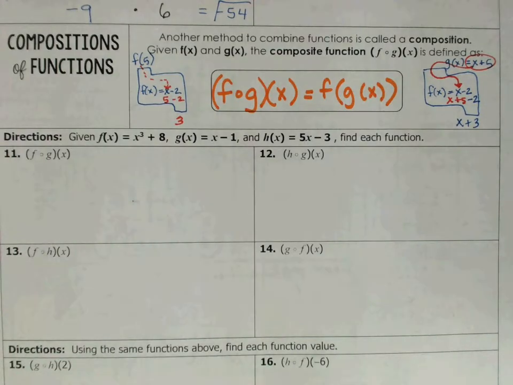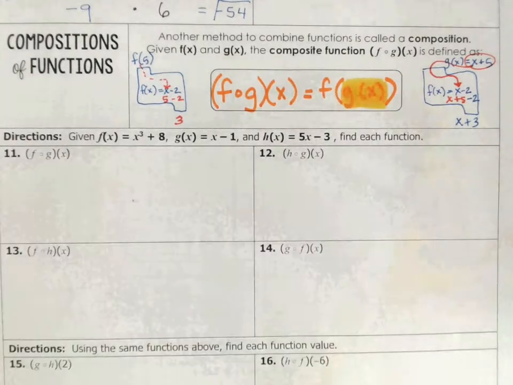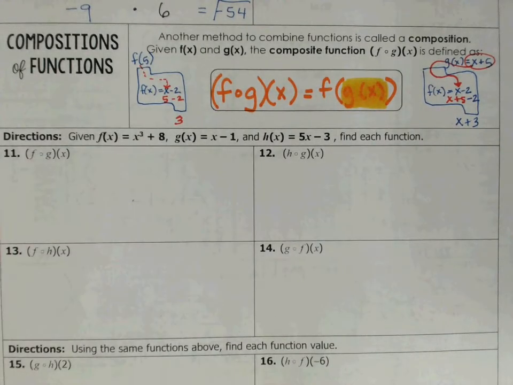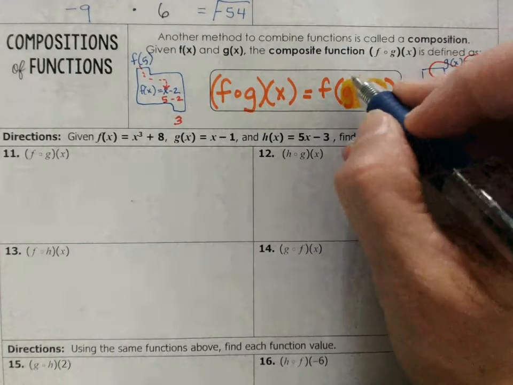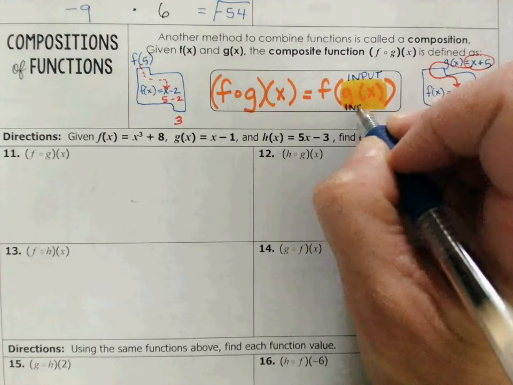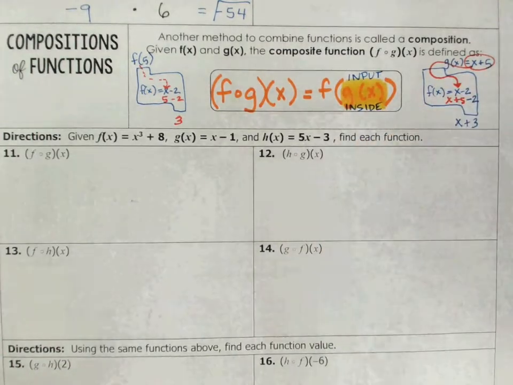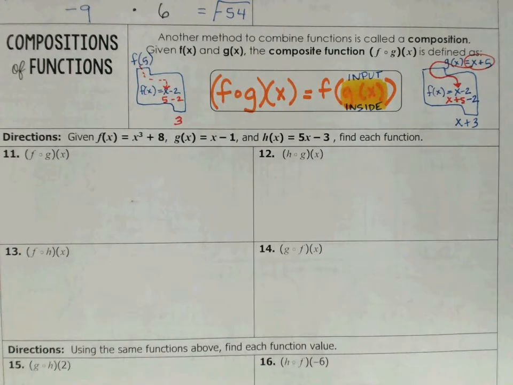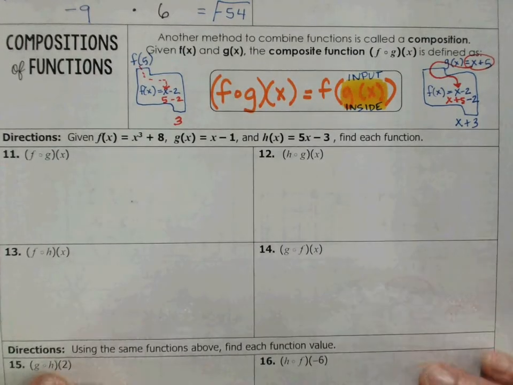And we read it from the inside out. So this right here on the inside is called my input. So I'm going to input the g function wherever I see an x in the f function. We can do this. All right, so it's kind of fun. Like I said, it's not hard. It's just weird.